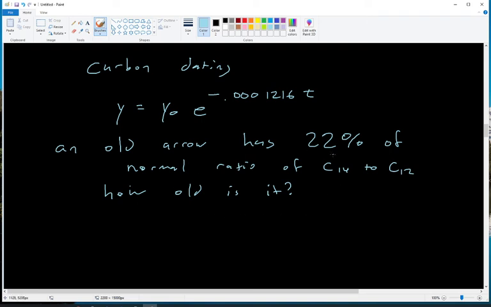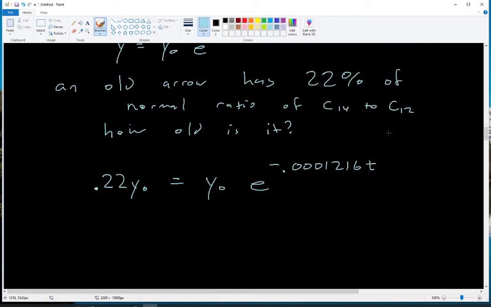What we do is we say, okay, this has decayed down to 22% of the initial amount. That's the initial normal atmospheric value you see. So I'm going to set y equal to 22% of y naught, which is 0.22 times y naught. That equals y naught e to the negative 0.0001216 times t. Now we want to solve this for t.